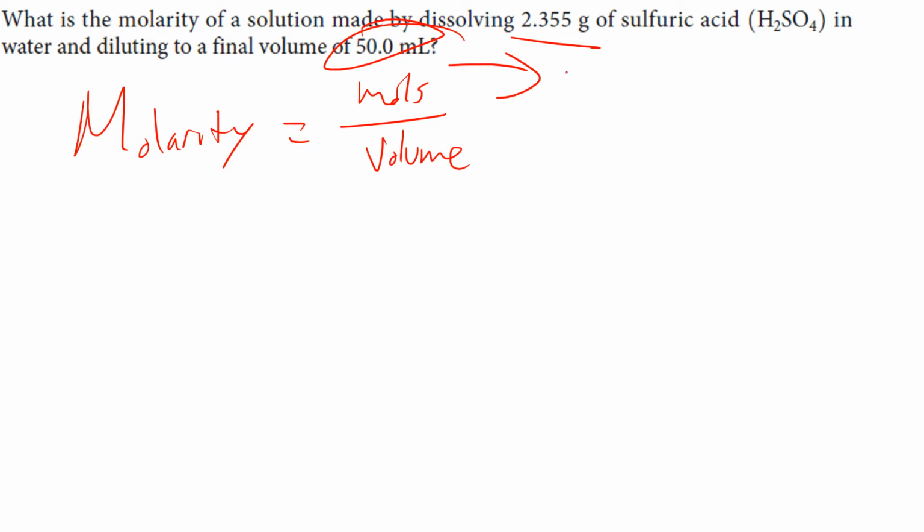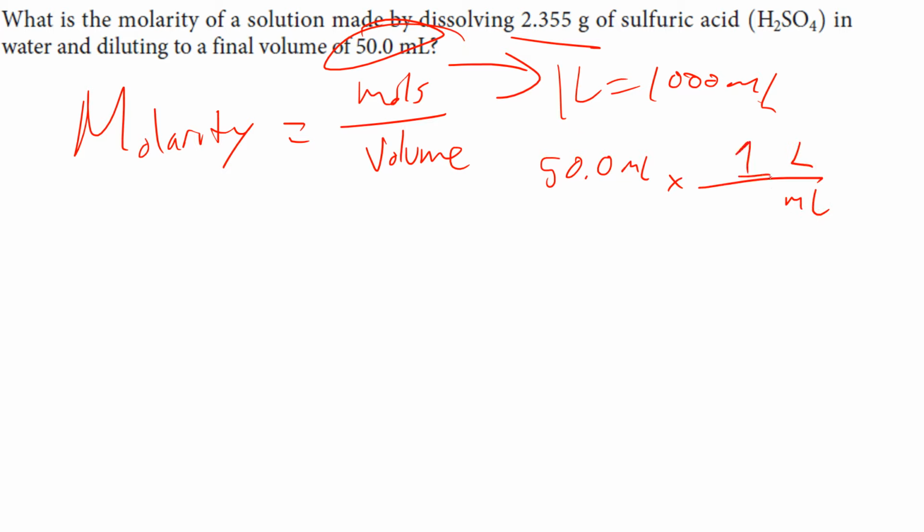Well, we can do our dimensional analysis or just knowing that 1 liter is equal to 1,000 milliliters. But let's do our dimensional analysis. We have 50.0 milliliters. Milliliters goes on the bottom. Liters goes on the top. Liter is a bigger unit, so we make it 1. And the smaller unit is milliliters. How many? 1,000. Cancel, cancel. And what you get is 0.050 liters. So 50 milliliters is 0.050 liters.